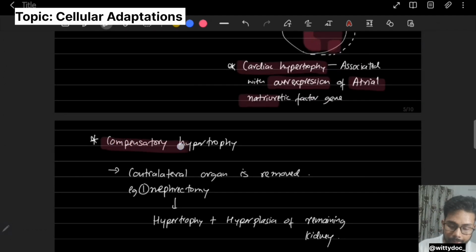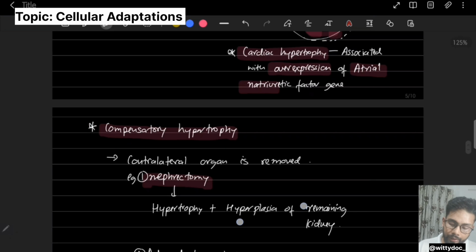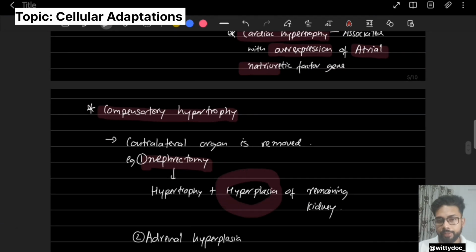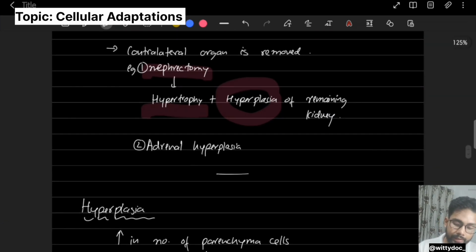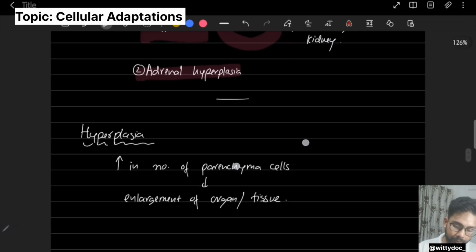Another important point is compensatory hypertrophy. If there are two organs in the body, and if one organ is removed, the other organ will show hypertrophy. The best example is nephrectomy. If one kidney is removed, the other kidney will show hypertrophy. In this case, there will also be hyperplasia. Hypertrophy means increase in size of the cell, and hyperplasia means increase in number of the cells. Both will be seen in the nephrectomy situation. Adrenal hyperplasia is also an example of the same.